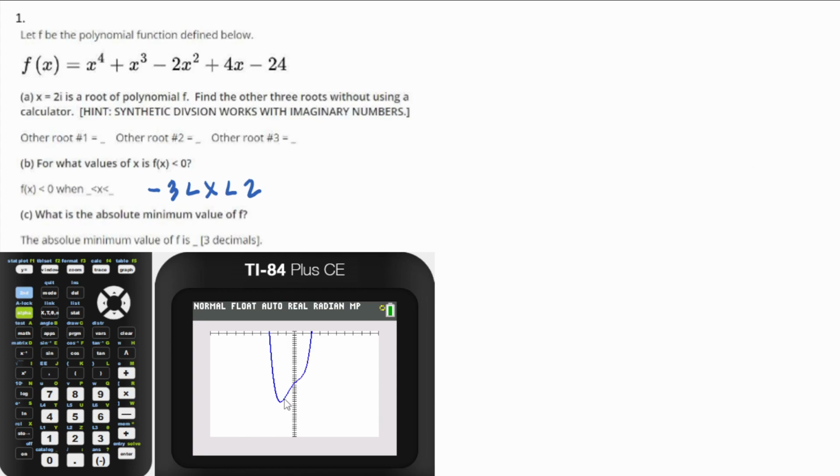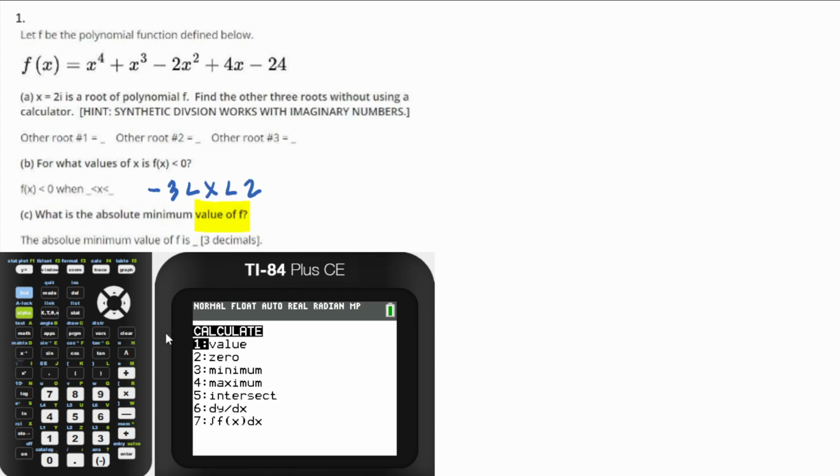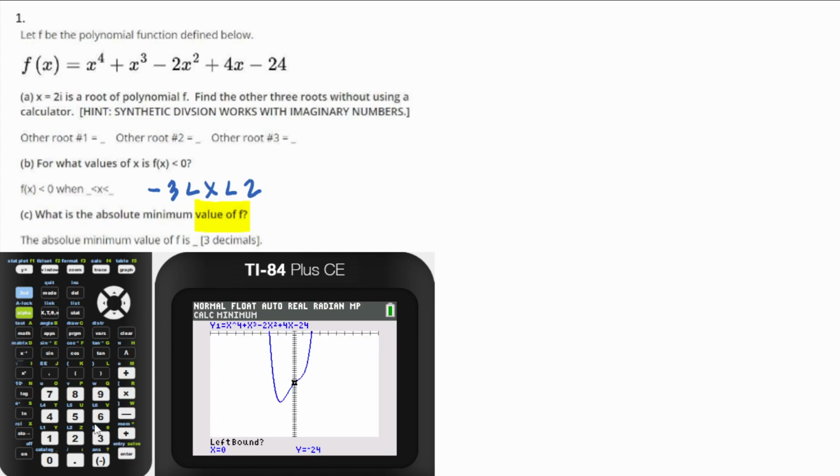Okay, so I'm looking for this y coordinate right there if they're talking about the minimum value of f, because if it's a value of f that I'm looking for, it's a y coordinate. So I'm going to calculate a minimum. That's option 3. For the left bound, I scroll to the left of it, and you can type in a number that you know is to the left of the minimum, or scroll on the graph. You can scroll to the right, or you could type in 0 because we know that the y-axis is on the right of the minimum. Give it a guess.